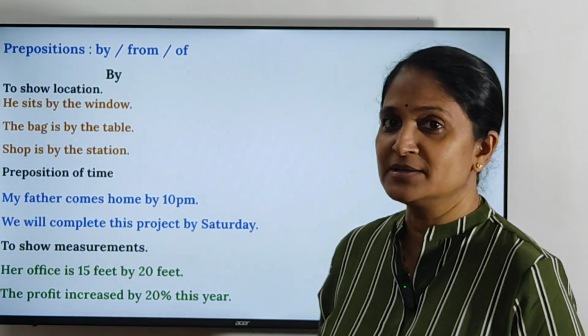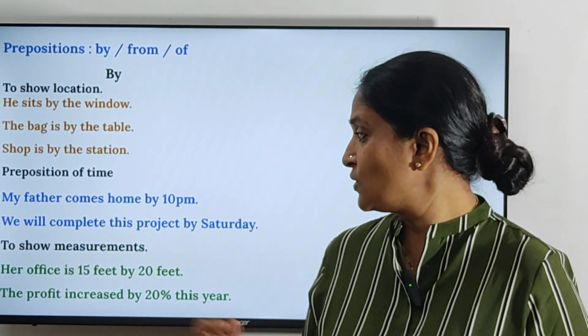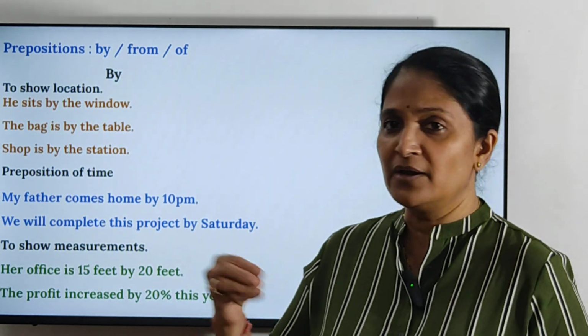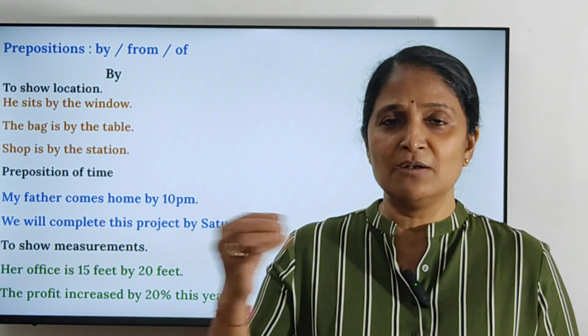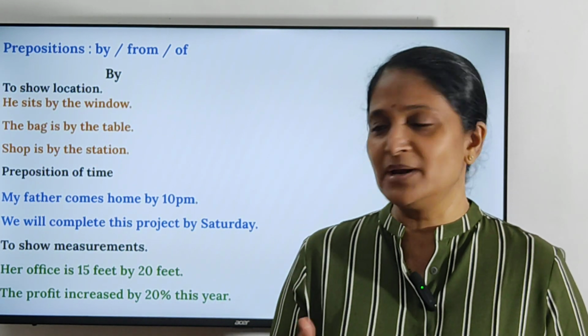Now to show measurements, right? When you talk about measurements के बारे में बात करेंगे. So her office is 15 feet by 20, right? Her office is 15 by 20. 15 by 20 का उसका ऑफिस है. So I'm talking about measurement here.